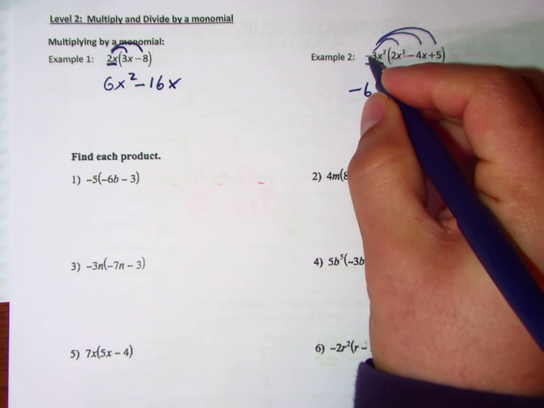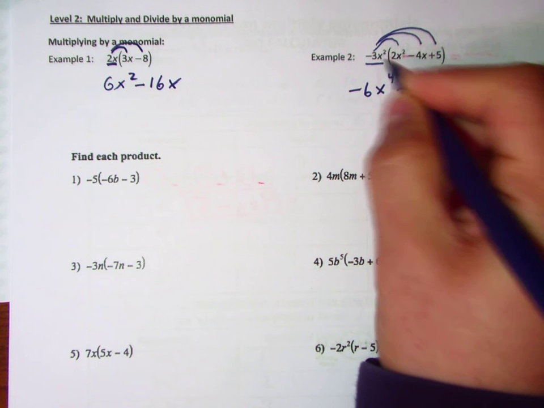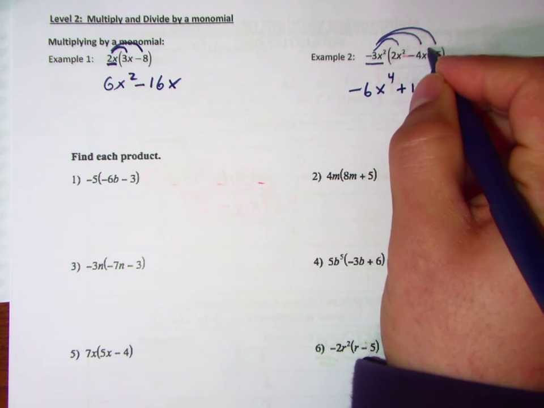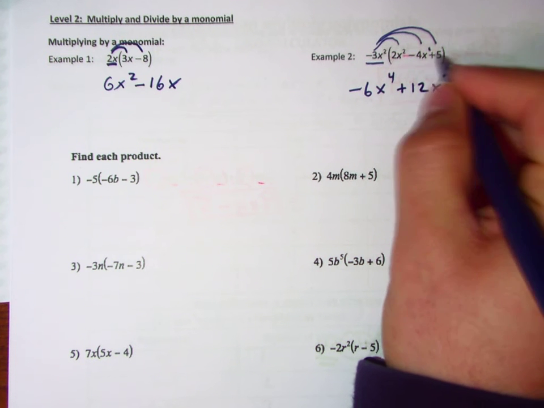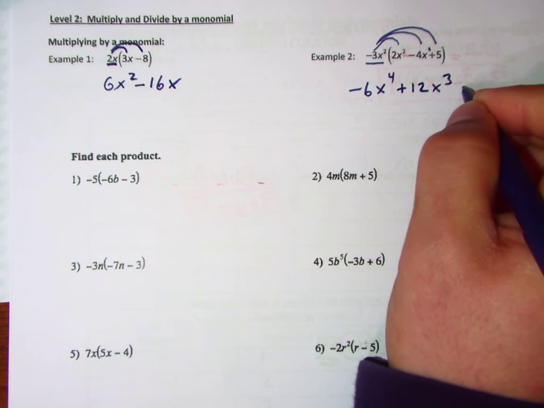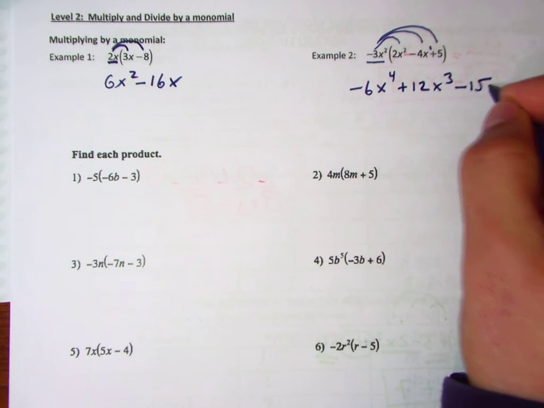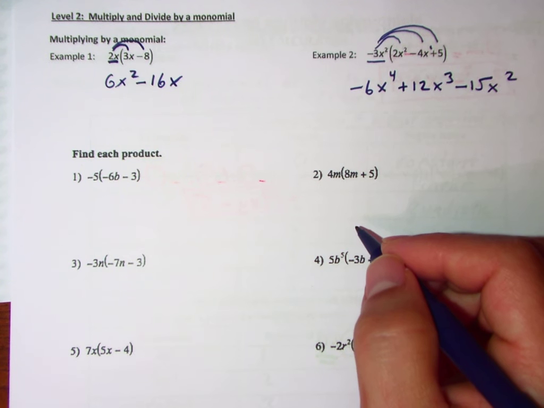Next term, we have negative 3 times negative 4. That's positive 12. X squared times x is x cubed. Remember that that's a 1 there, so that's where the cubed comes from. And then negative 3x squared times positive 5, that'll be minus 15x squared. All right, and that's basically it for multiplication.